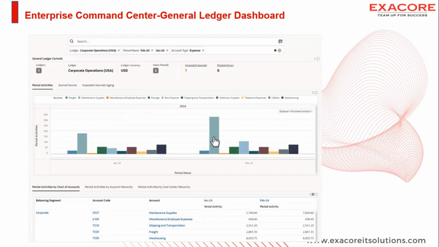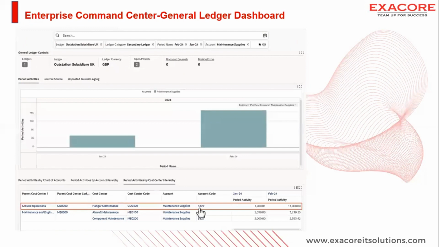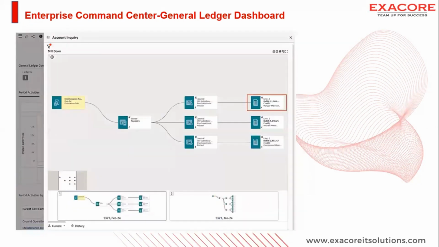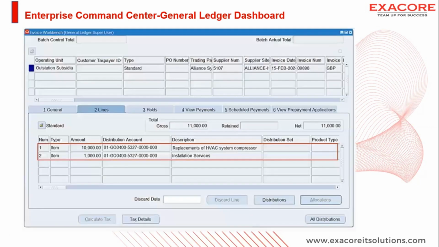By clicking on this expense, which is for the maintenance supplies, from the resultant table part, we can see three transactions are there, and from that, one transaction amount is very high. They can drill down to the account inquiry part. They can see the source transaction and the journal lines, subledger lines and all. They can drill down to the accounting part. From there, they can drill down to the transaction workbench.